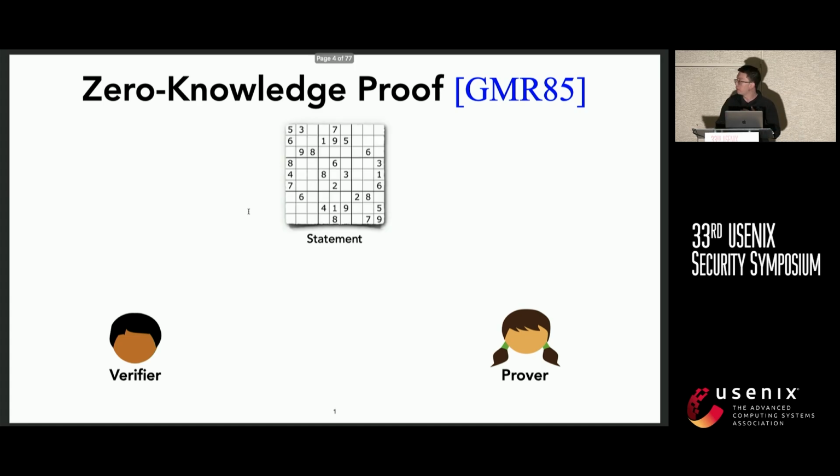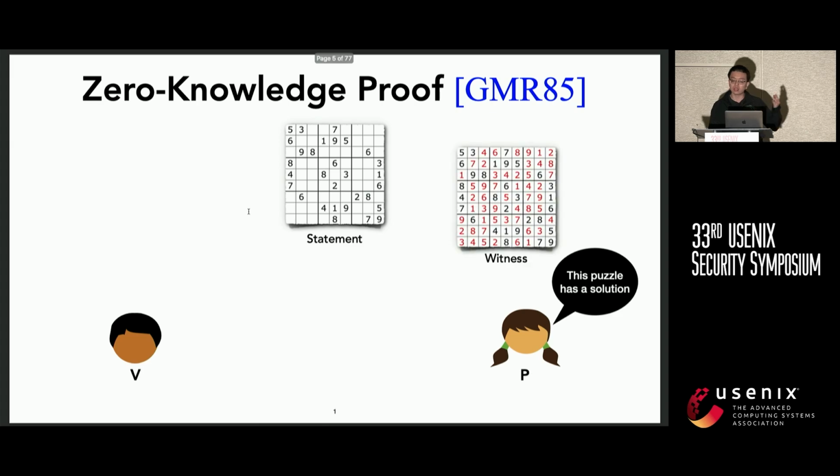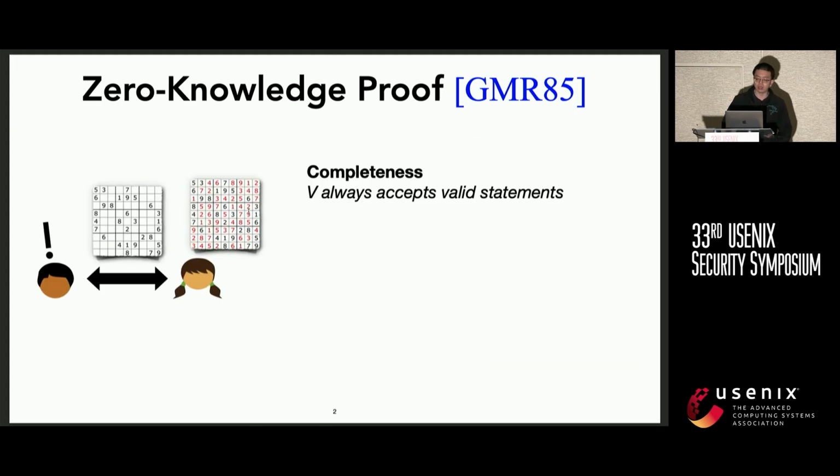For example, here is a publicly known Sudoku puzzle, where Alice as a prover knows the solution of this Sudoku puzzle. By deploying the zero knowledge proof, the prover and the verifier are going to talk back and forth. And finally, the verifier just outputs one single bit to indicate whether he believes Alice knows the solution or not. So we usually consider three different properties in zero knowledge proof.